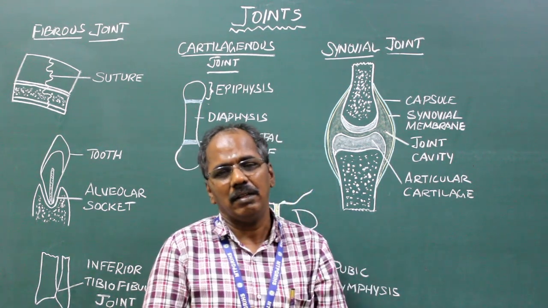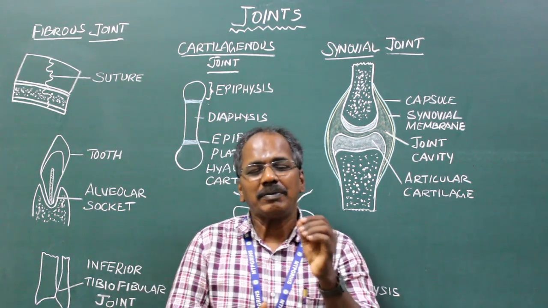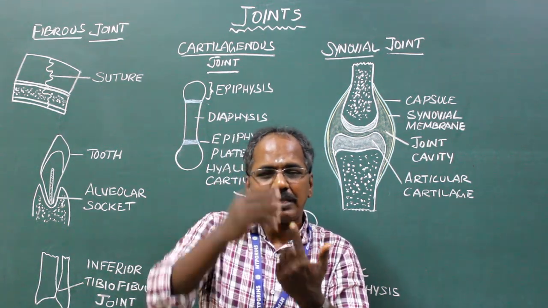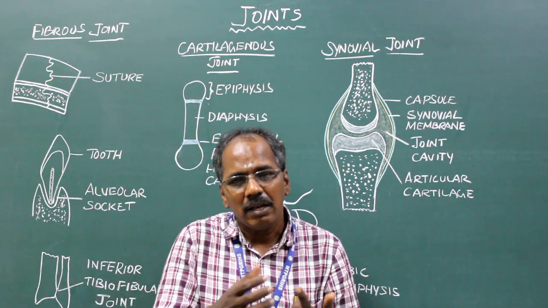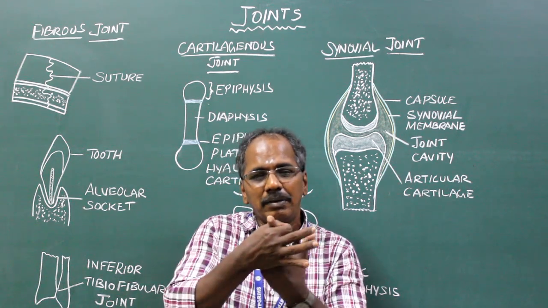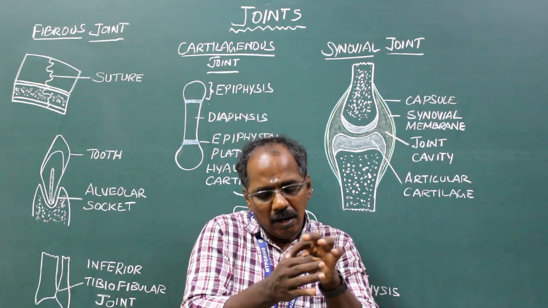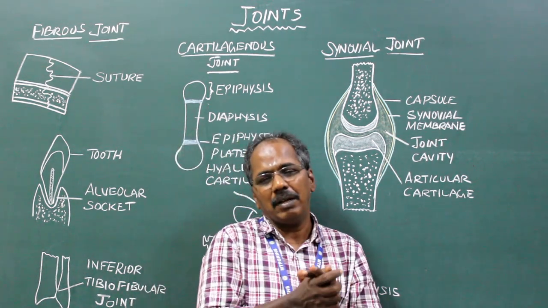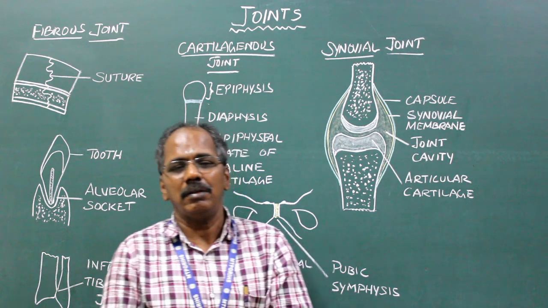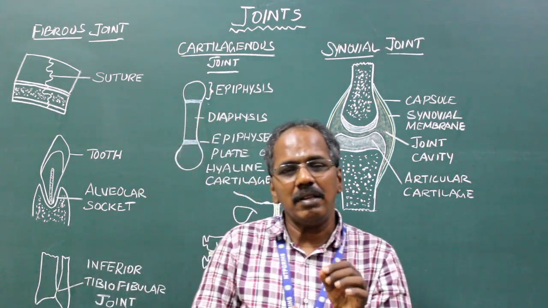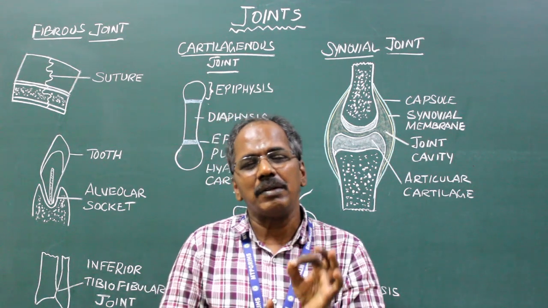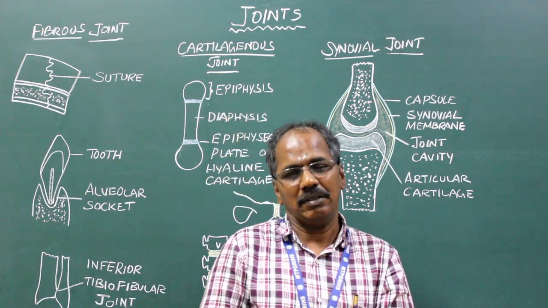Pivot variety. In this type of joint, one of the articular ends is a peg-like or cone-like structure which articulates within a ring formed partially by the bone and partially by the ligament. Example, superior and inferior radio-ulnar joint, median atlanto-axial joint.